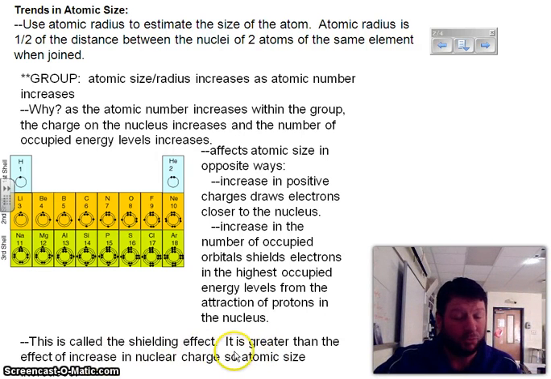The shielding effect is greater than the effect of the increase in nuclear charge, so the atomic size increases. So once again, with the shielding effect, that outer layer is pushed away by the repelling of the like-charged electrons, and therefore it makes the atom actually increase.